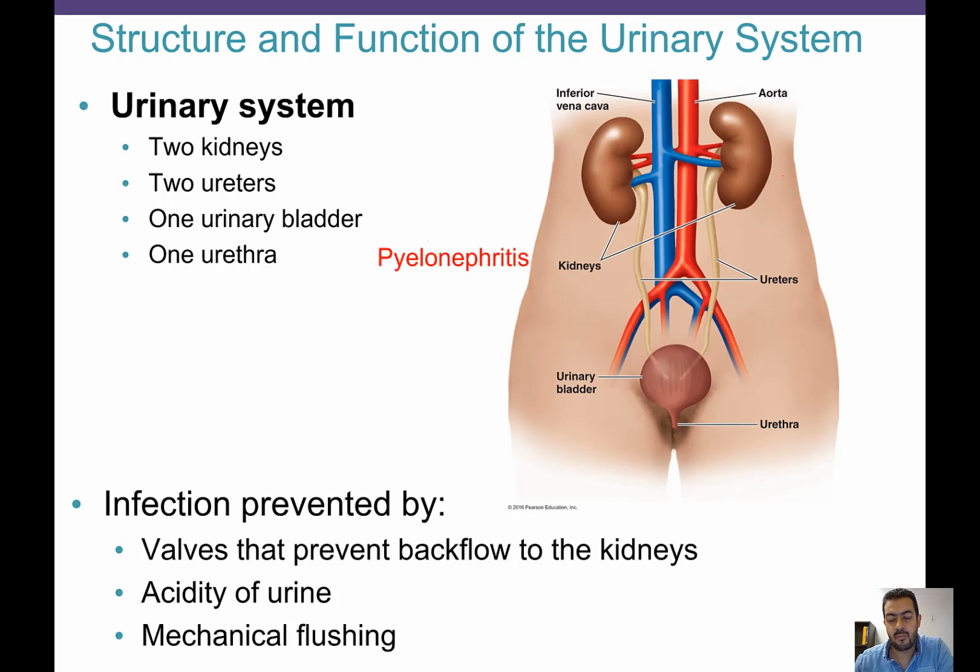So we have pyelonephritis, which means infection or inflammation that takes place in the kidneys. So pyelonephritis is related to the kidney. Then cystitis, which is the inflammation happening in the urinary bladder. And finally, urethritis, which is the inflammation happening in the urethra. So these are the three main urinary tract infections, and as you can see, here are the locations where these infections take place.